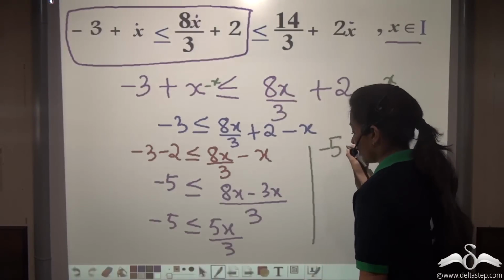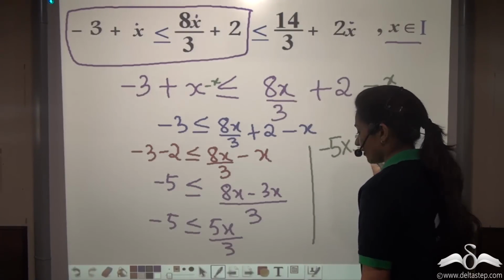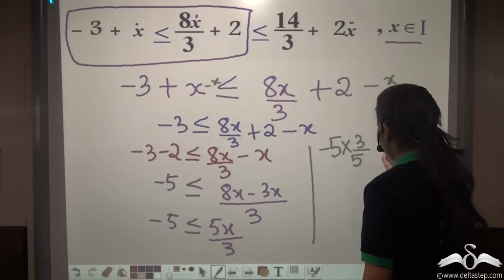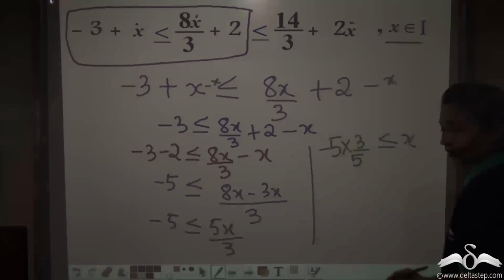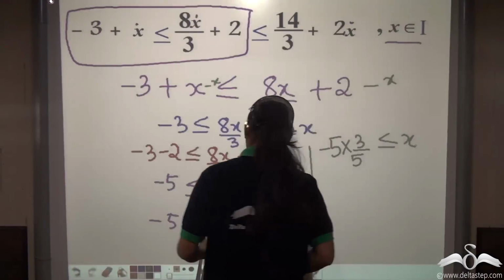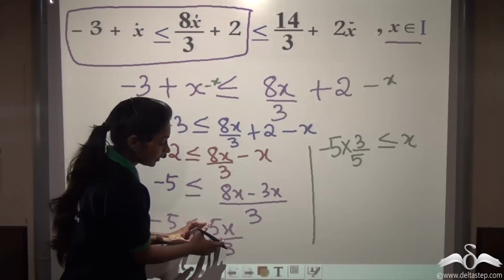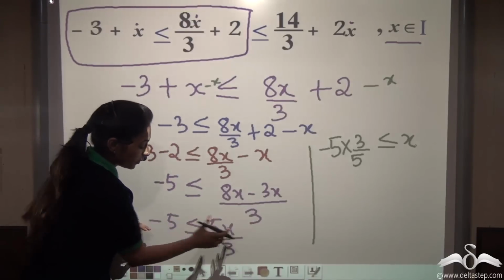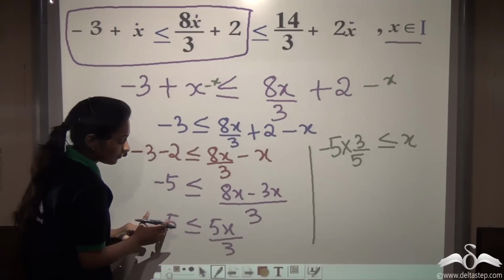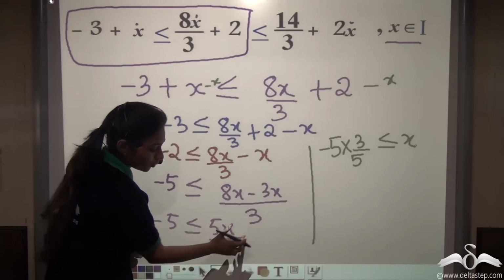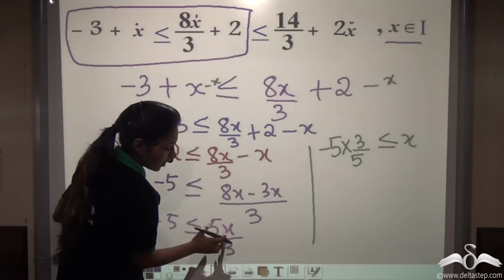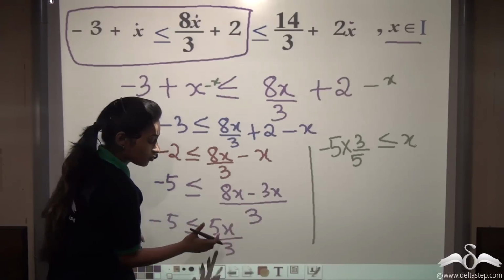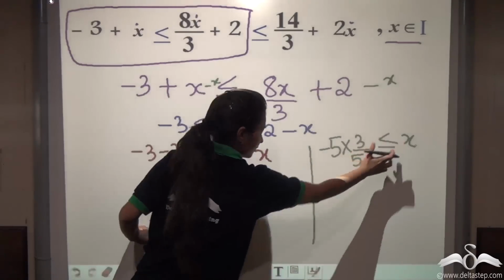Minus 5 into 3 by 5 is less than or equal to x. In other words, we could say 5x by 3 divided by 5 by 3. So 5 by 3 would be divided from both the sides. Dividing by 5 by 3 over here would make it 1, because 5 by 3 divided by 5 by 3 is 1. So you get x that we have written here.